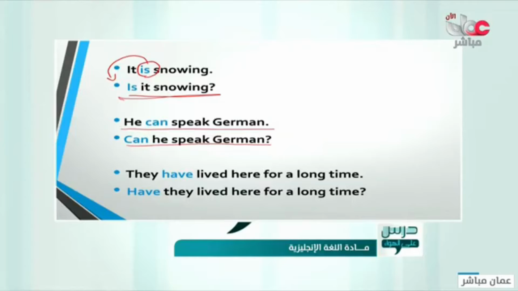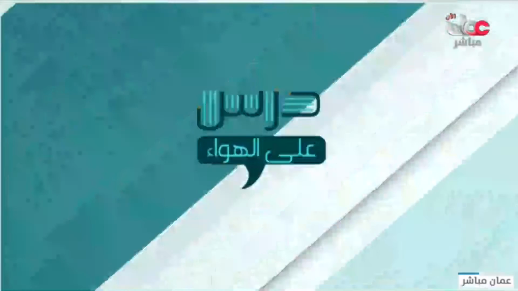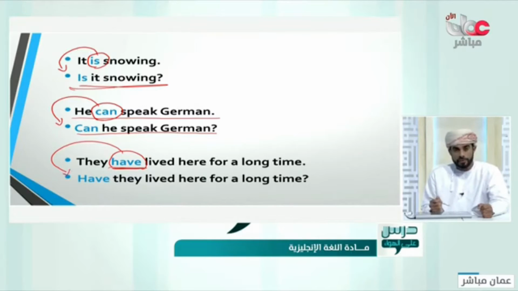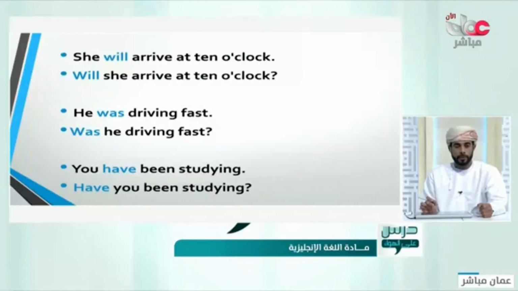How to form it is by moving the time word to the beginning of the sentence. Like in here also: they have lived here for a long time. So have in here gives the time as the past participle, and we move it to the beginning of the sentence. And we say, have they lived here for a long time? This is how to form a yes or no question. Let's have more examples.